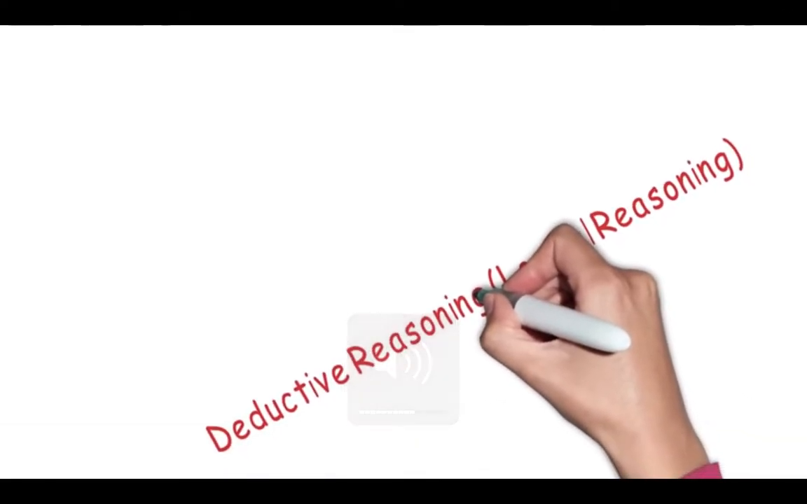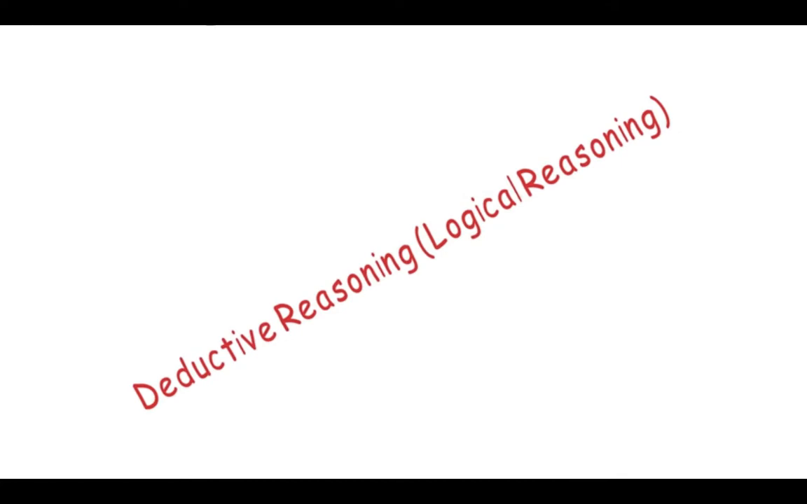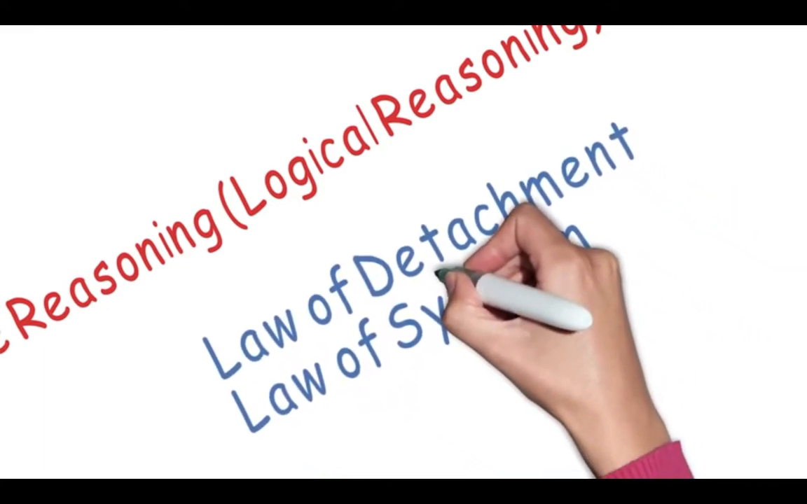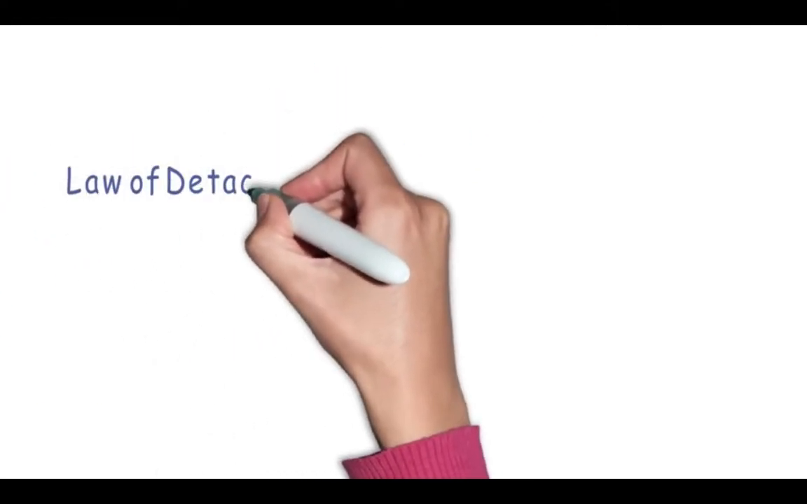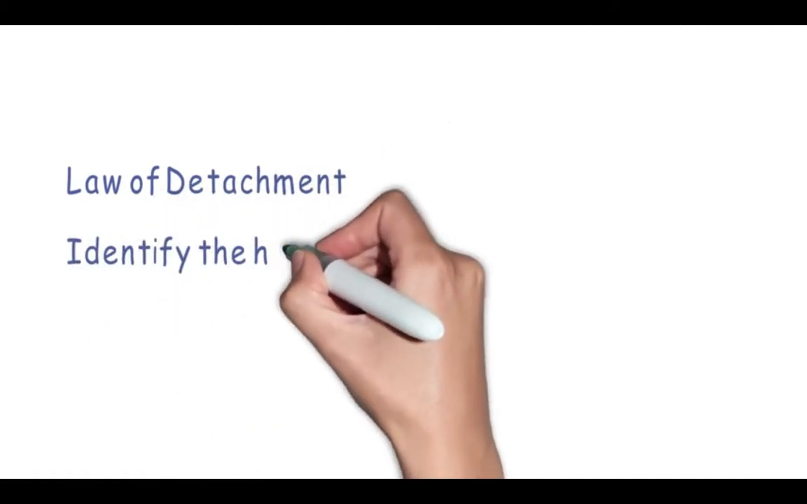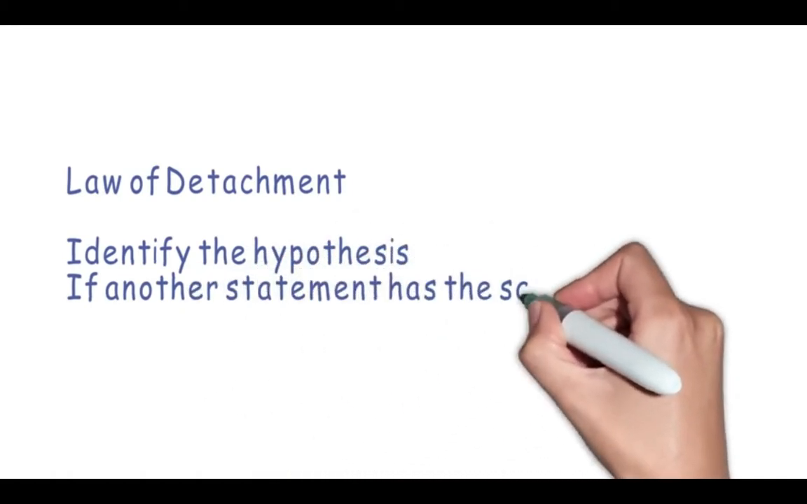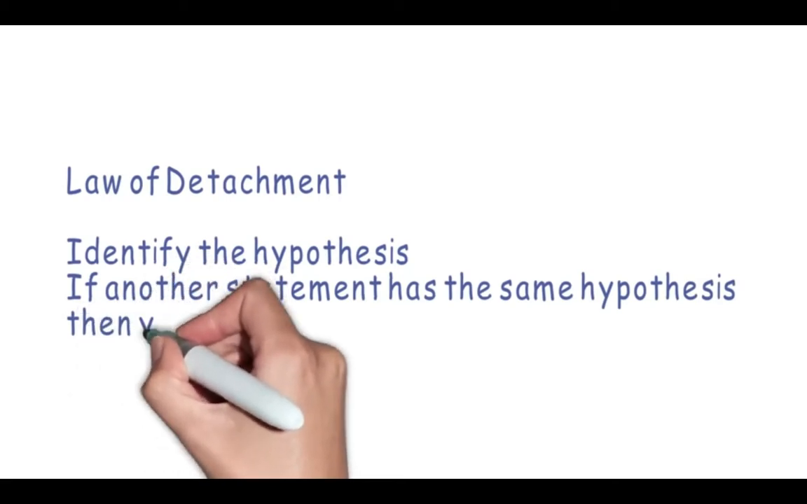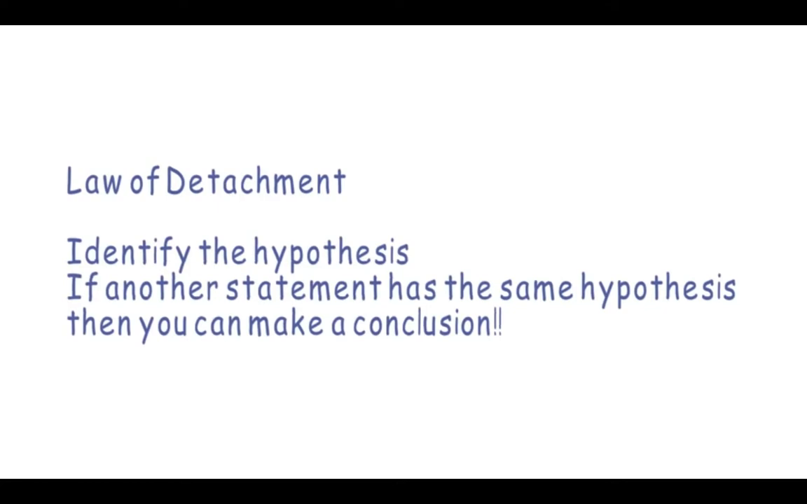Today we're going to dive more deeply into deductive reasoning, which is also called logical reasoning. We're going to look at some given conditional statements to make facts or a conclusion. We're specifically going to look at the law of detachment and the law of syllogism. We're going to start with the law of detachment. It says that we need to identify the hypothesis. If another statement has the same hypothesis, then you can make a conclusion. Let's look at a given statement because then this will make a lot more sense.